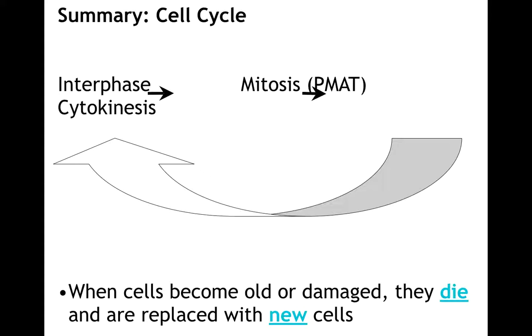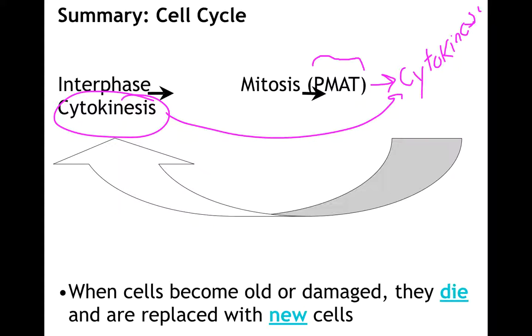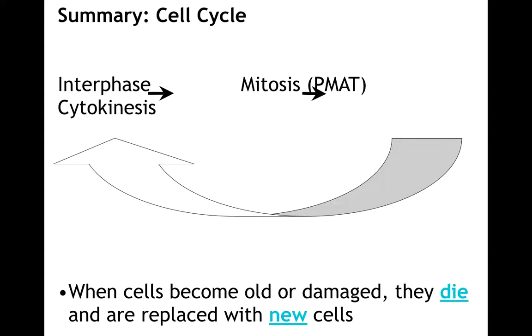So just a summary, we have interphase, then we have mitosis, and mitosis is made up of prophase, metaphase, anaphase, telophase, and then cytokinesis. This slide formatted a little bit funny. So this should be here. And then when the cells become old or damaged, they die and are replaced with new cells.